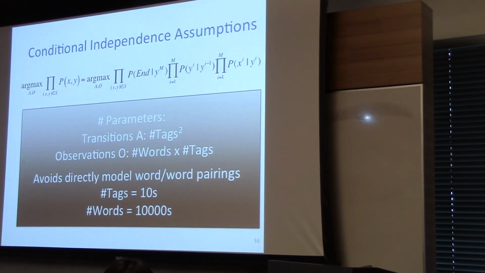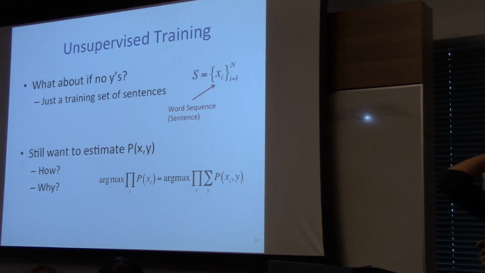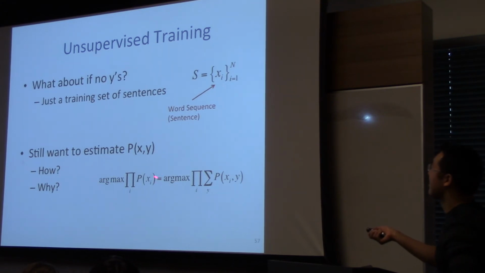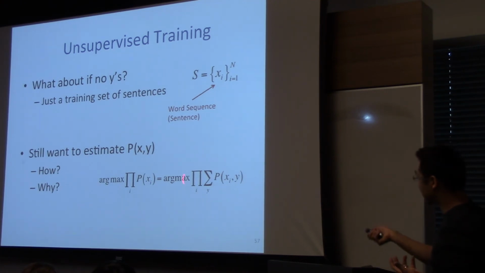Okay, so that was supervised training. What about unsupervised training? Sometimes we don't have the part-of-speech tags. Sometimes we just have the words, the sentences. What happens if we don't have the Ys? Well, let's say we still want to estimate the maximum likelihood solution. Since we don't observe the Ys, we want to maximize the likelihood of the X's according to our model, and this is just a marginalization out of the Ys. So we want to find a maximum likelihood of our probability tables that define the hidden Markov model that maximizes this probability.